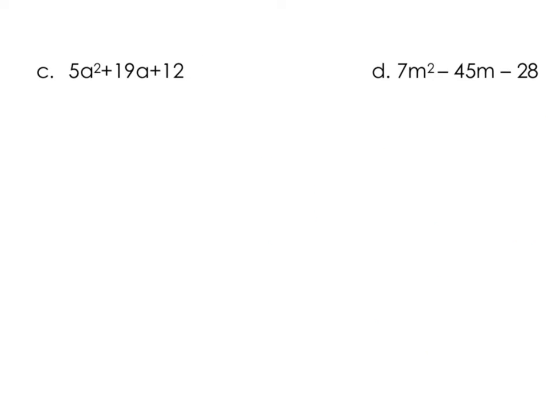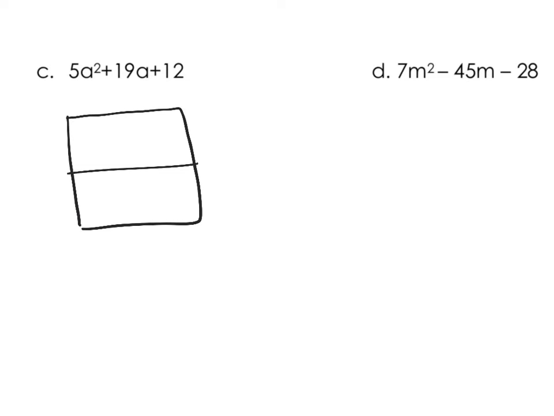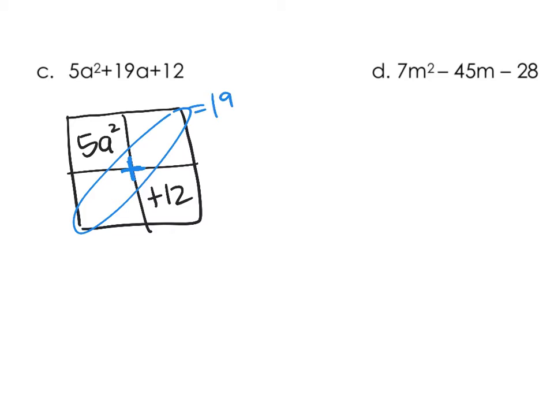Alrighty, let's try these next two examples. So once you figured these out, you should have found that you, again, did not have a GCF. So you had to go straight to your box. So we had to multiply to be a 5a squared, multiply to be a positive 12, and our diagonals had to add to be 19a.